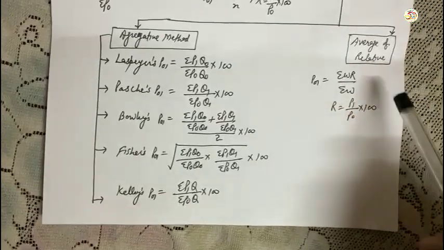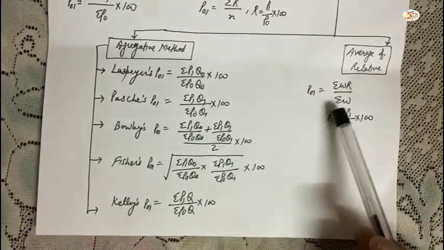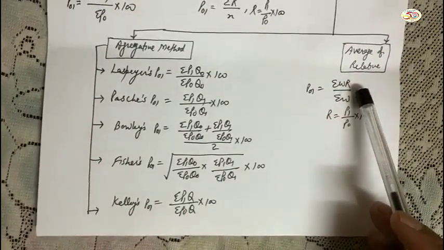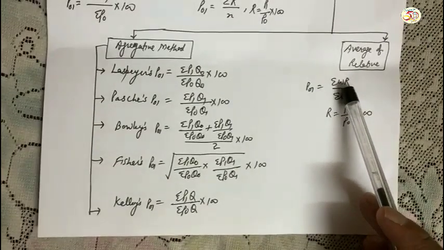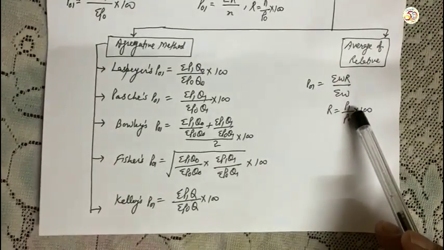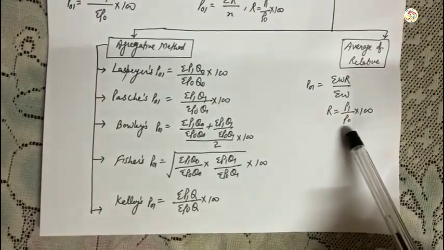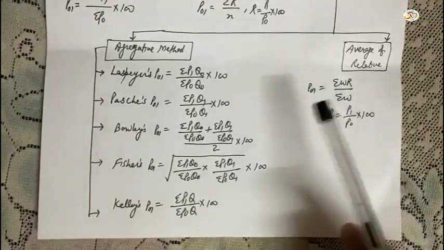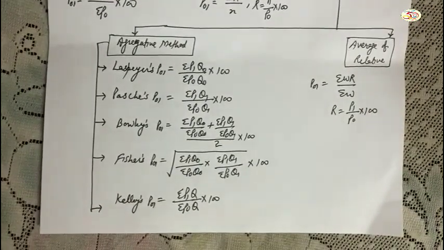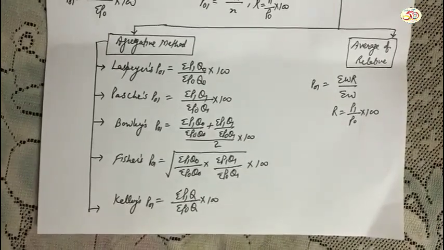Average of relative method, that is sigma WR over sigma W. Here we multiply R with the weight given. R is calculated in the same way, that is P1 over P0 into 100. So this is something regarding how to calculate or construct index.